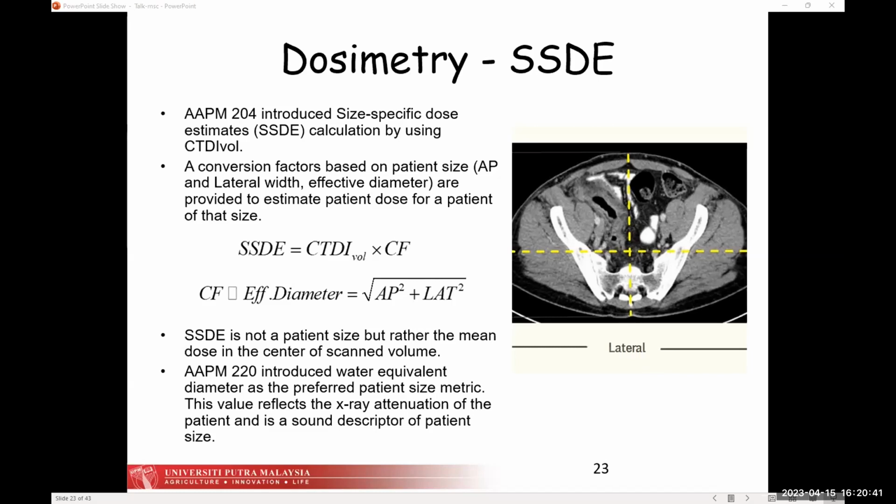But again, the SSDE is not a patient size, but rather the mean dose in the center of the scan volume. But recently, AAPM introduced another report in order to improve the accuracy of SSDE, where they introduced the water equivalent diameter as the preferred patient size metric, because this value reflects the X-ray attenuation of the patients, and it is a sound descriptor of patient size.